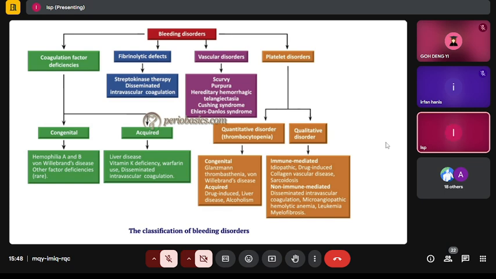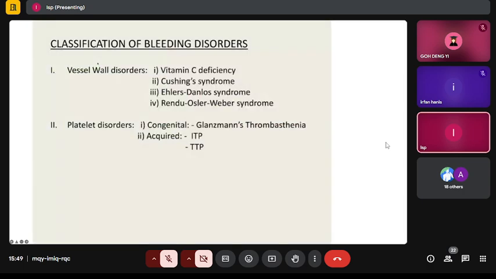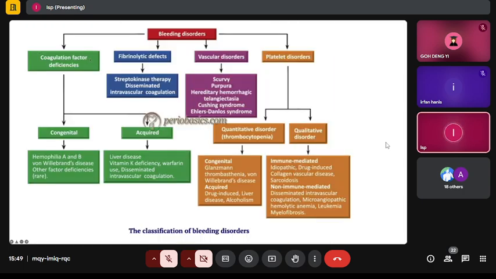So most of the time, if a female patient has one defect gene, she will only be a carrier. You will not have the disease, unless you are so unfortunate to have something called inactivation syndrome. One of your X gets inactivated, then you will have hemophilia, but it's very, very rare and uncommon. Okay, that's for coagulation factor deficiency.